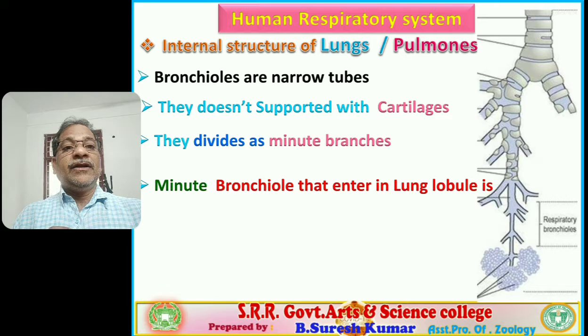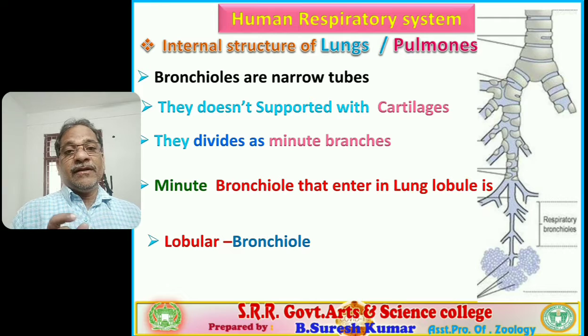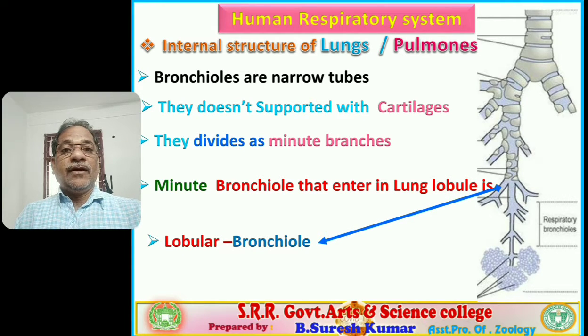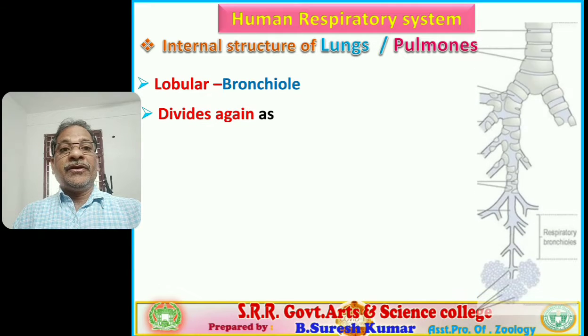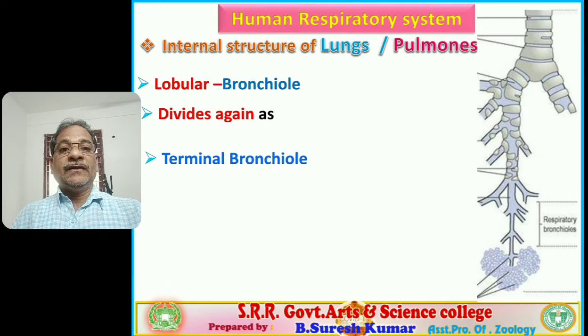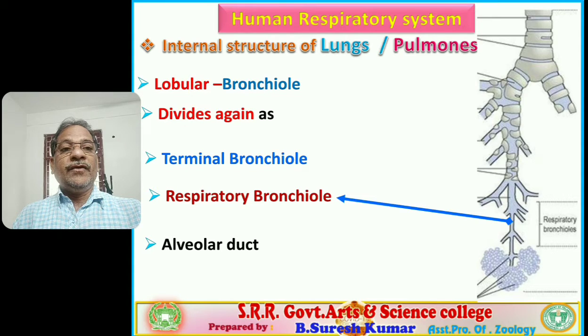And these bronchioles divide into minute branches. Sequentially, you observe, they enter into the lung lobule. The minute bronchiole that enters into the lung lobule is called the lobular bronchiole. Follow? After the initial bronchiole, we find the lobular bronchiole that enters into the lung lobule. Next, the lobular bronchiole again divides into terminal bronchioles, respiratory bronchioles, and alveolar duct.